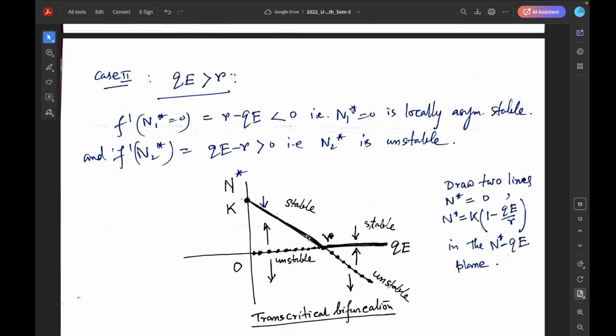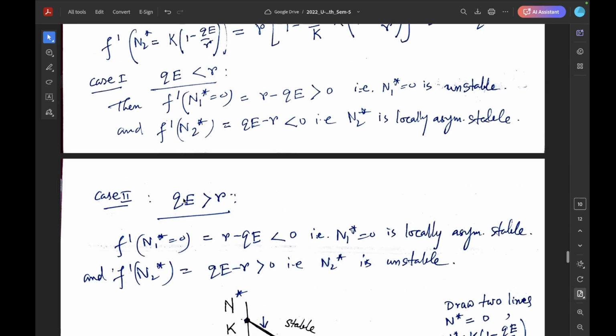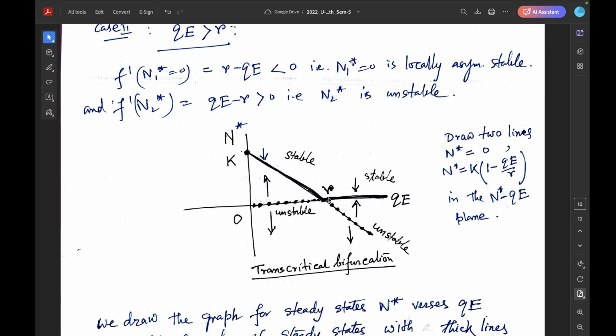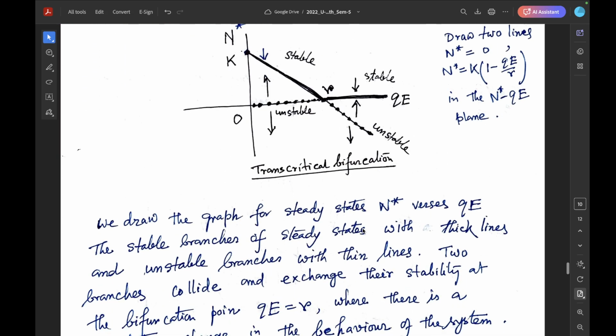So N2 star is this part of this line. This is stable, so the arrow is towards this line, and the arrow far away from this line means unstable. And when Q is greater than R, this N1 star equal to 0 is locally asymptotically stable. So this N1 star is stable, a thick line, and this N2 star is unstable, so this thin or dotted line is unstable.